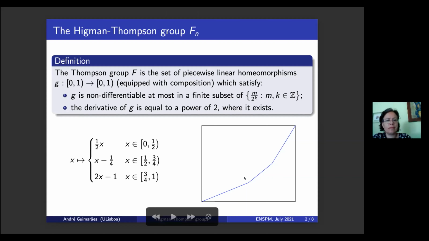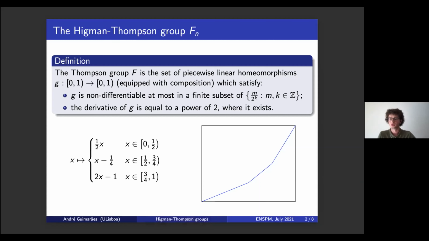We're going to ask that the slopes of these linear pieces are going to have to be powers of 2. And the points of non-differentiability, which are the points where we sort of glue linear pieces together, are going to have to be what we call dyadic rationals. So they have to be rational numbers that can be written with a denominator which is a power of 2. And we're going to require that there are at most a finite number of non-differentiability points.